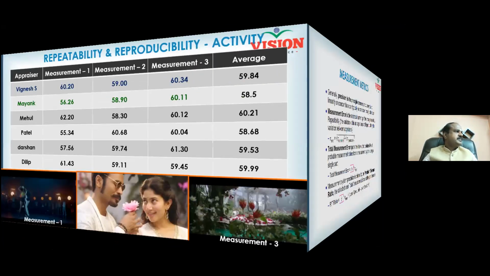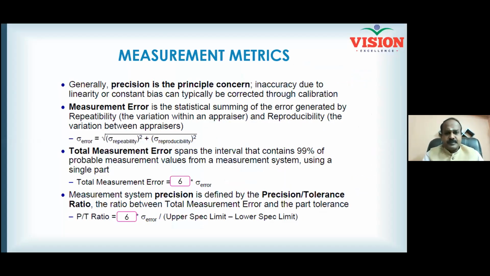All right. So this is the equation. The measurement error can be calculated. You don't worry about the calculation part right now because that requires some deeper understanding. We have to spend at least 1 hour on the same topic, and then only you will understand. The sigma repeatability you are seeing is nothing but the standard deviation for the repeatability error. Standard deviation for the repeatability error is sigma repeatability.